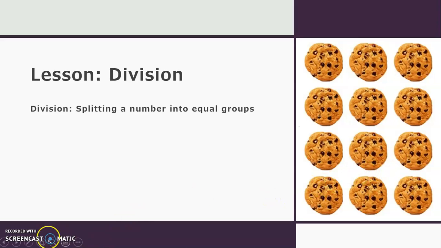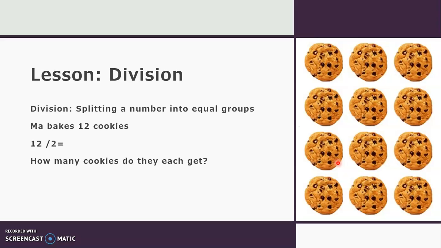So as we see here on the side, we have some cookies. We have 1, 2, 3, 4, 5, 6, 7, 8, 9, 10, 11, 12 cookies. So this is our dozen cookies. We're going to split those among Ma's 2 children, right? So it's going to be 12 divided by 2. So who knows how many cookies they each get? Victoria and Sam.